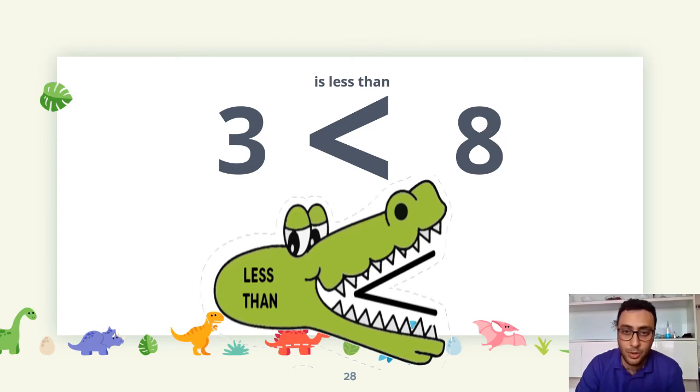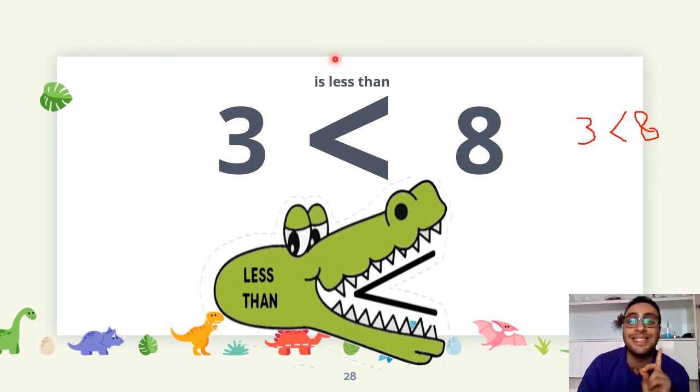Like this one. Look at the crocodile. So 3, 8. And the crocodile eats the bigger number. It's going to eat it. Right? Okay. So, one more time. Repeat after me. 3 is less than 8. This is the sign of less than. Like a crocodile mouth. Oh, this way. It's the bigger number. Remember that, okay?